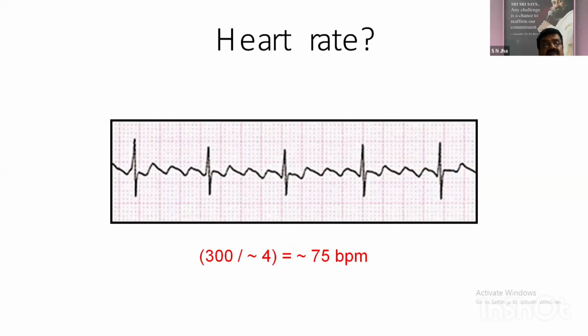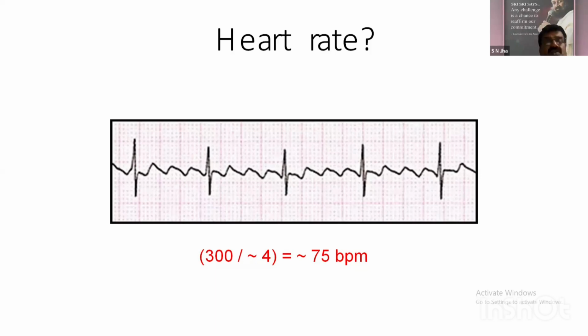Here you cannot find the P waves. Can you find the P wave? There are P waves, but they are not clearly visible. Every P wave is not followed by a QRS, but the gaps between QRS intervals look the same. How many big boxes are there? About 4 big boxes. So the heart rate will be 75 beats per minute. Can you say what this ECG is?